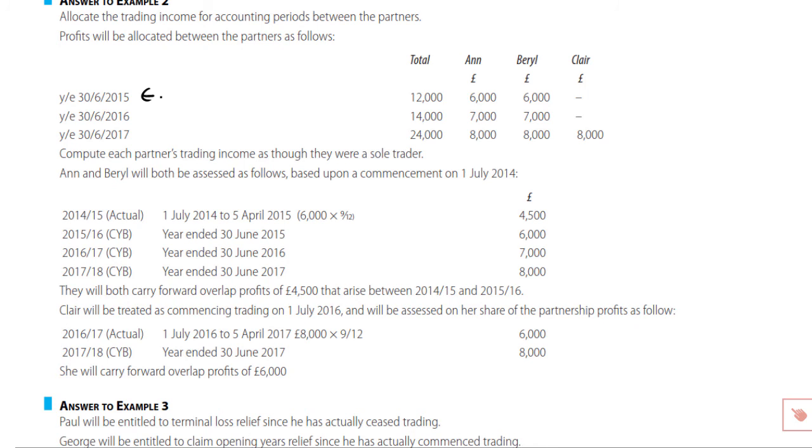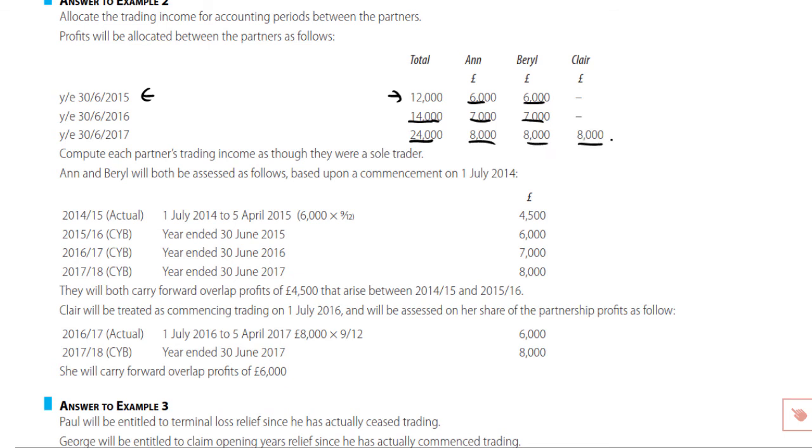Simple agreement, profits, losses shared equally, so the adjusted profit split equally, 6,000, 6,000. On to year ended June 16, split equally, 7,700. Claire joined at the beginning of the year ended June 17, that was the 1st of July 16, so that profit, 24,000, split equally, 888.